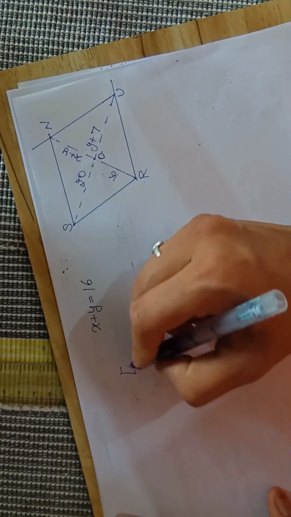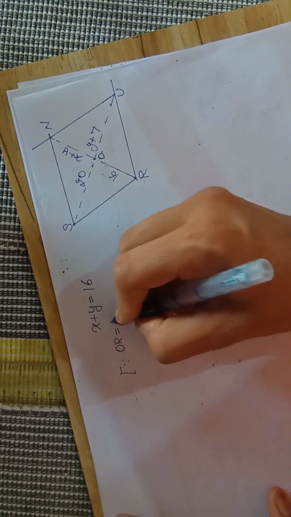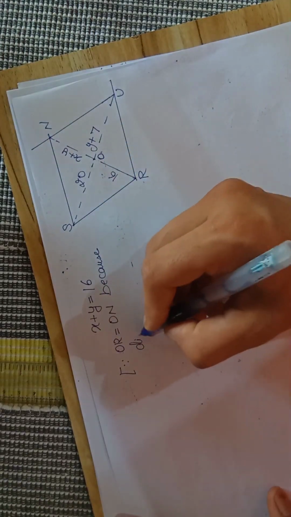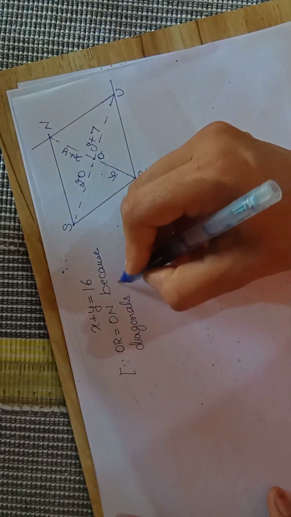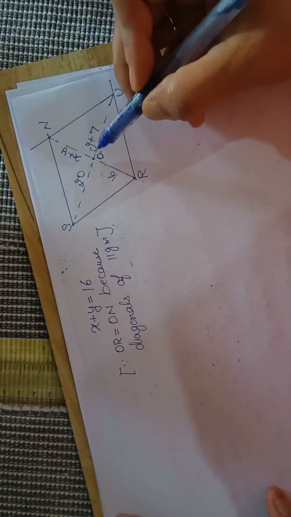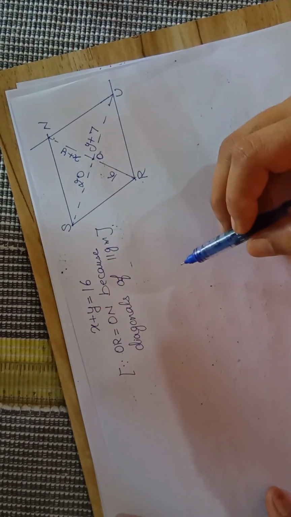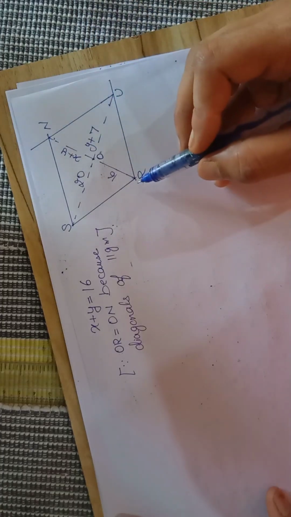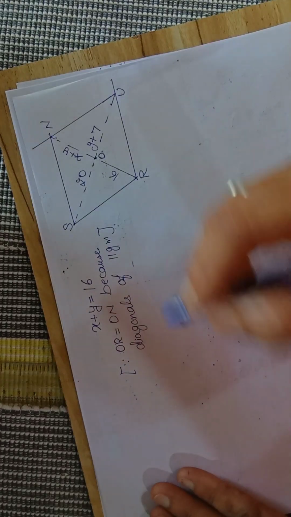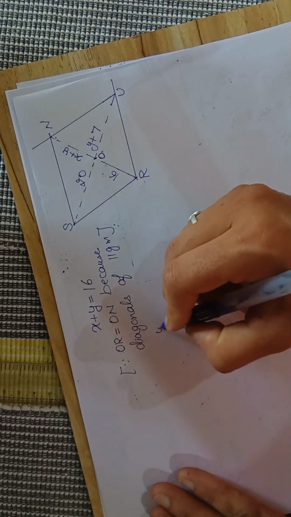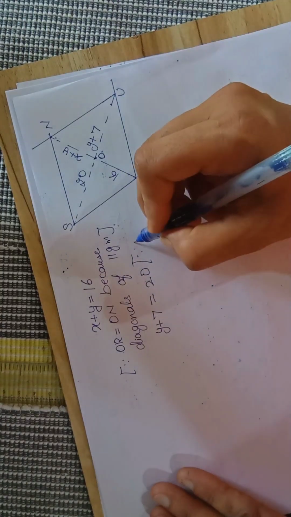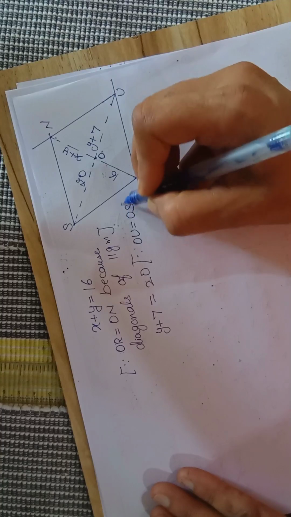You write here, because OR is equal to ON, because these are the diagonals of a parallelogram. And diagonals of parallelograms bisect each other. So OR is equal to ON, because diagonals of a parallelogram bisect each other. And we have y plus 7, that is equal to 20, because the reason remains the same, OU is equal to OS.